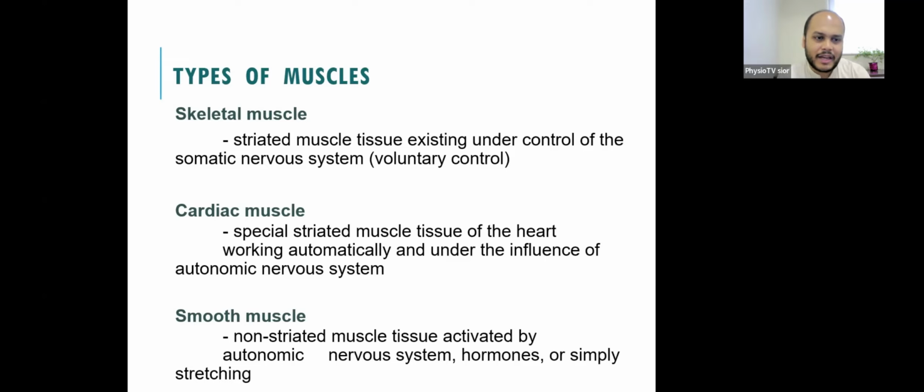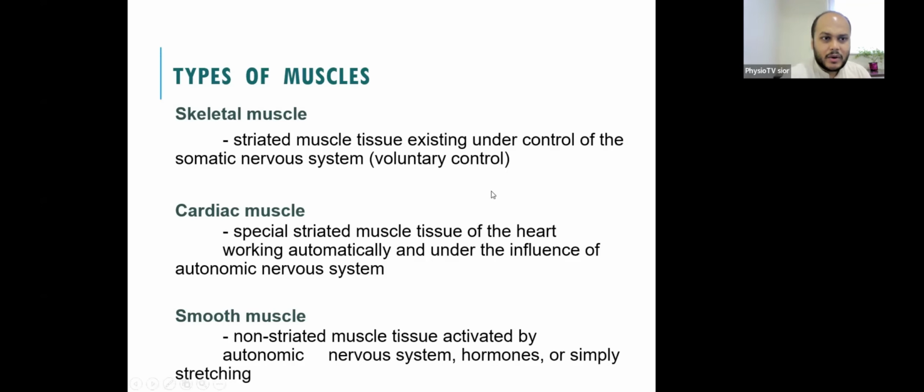Moving on, the second type of the muscle is cardiac muscle. Now, this is a specially striated muscle tissue, basically of heart tissue, working automatically and under the influence of the autonomic nervous system. So the first one, the skeletal muscle, was somatic nervous system. The second one was an autonomic nervous system. The third and the last one is smooth muscles. So these are non-striated muscles and they are also under the influence of the autonomic nervous system. They're basically under the influence of hormones as well.